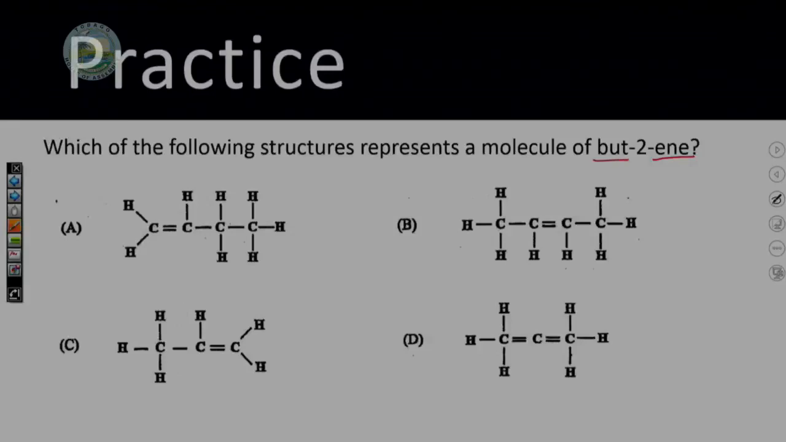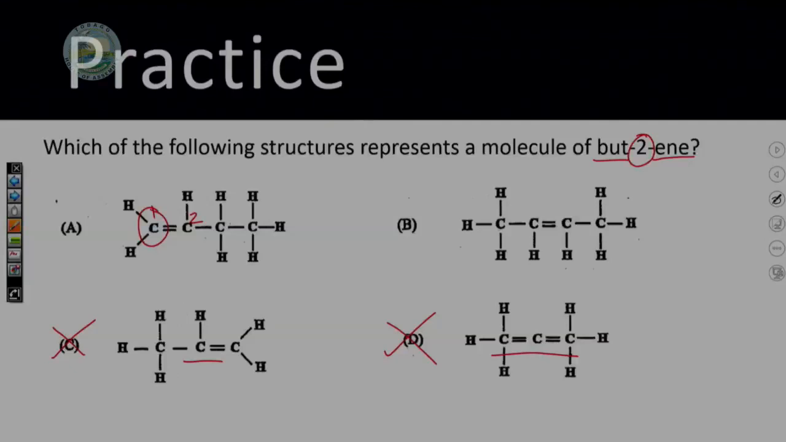In addition, we have but. So if we have but, there must be four carbons present, and we know that this one has 3, so this is out, and this one has 3, so this is out. But the two on the top, A and B, have double bonds and have four carbons in them. So we look at the number 2, and remember what the number 2 tells us? It tells us where the double bond is located. If we look at the first one, where we number them 1, 2, this double bond is found on the first carbon.